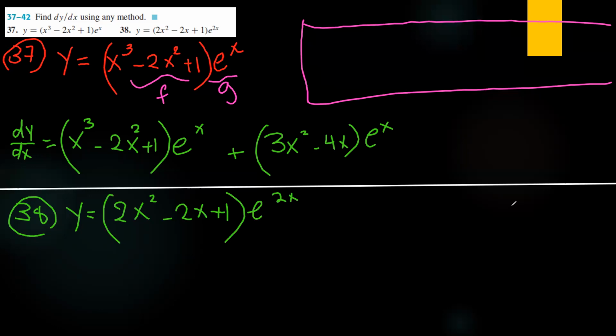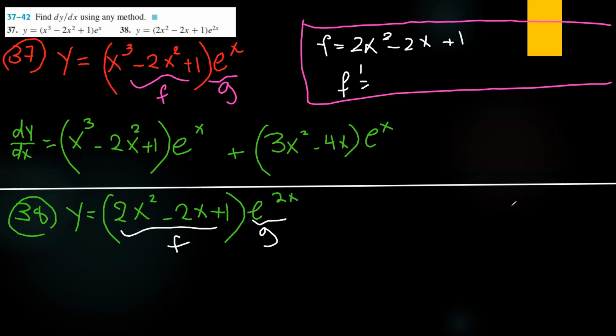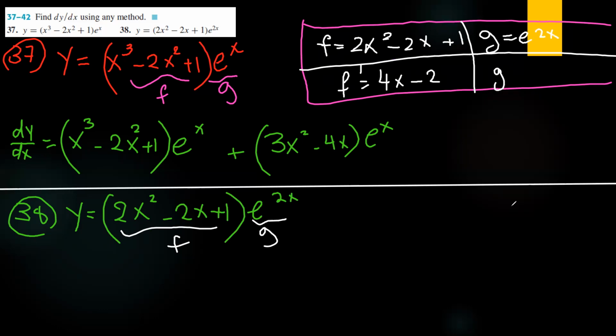Now since this is f and this is g, let's write here that if f is 2x squared minus 2x plus 1, so f prime will be 4x minus 2. And if g is e to the power 2x, so g prime will be 2 e to the power 2x. Or you can say e to the power u times du over dx, and the derivative of 2x is 2. So after I have f and f prime, g and g prime, let's continue here.